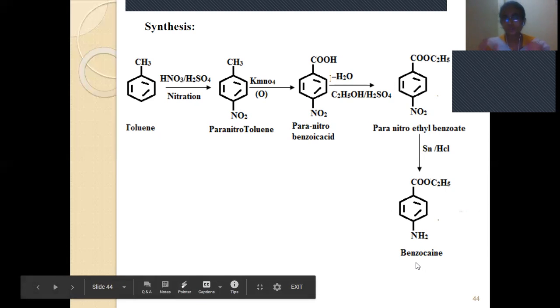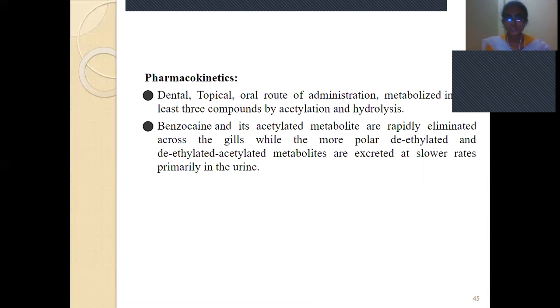So this is the synthesis of the benzocaine. Next, pharmacokinetics. It is a dental, topical oral route of administration, and it is metabolized into three compounds by acylation and hydrolysis processes. Benzocaine and its acylated metabolites are eliminated across the gills, while the more polar deethylated and deacetylated metabolites are excreted at a slower rate, primarily in the urine.